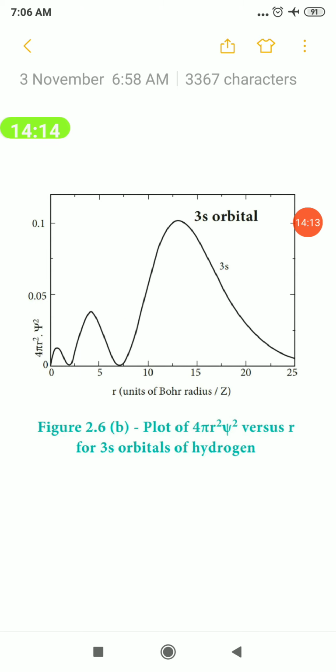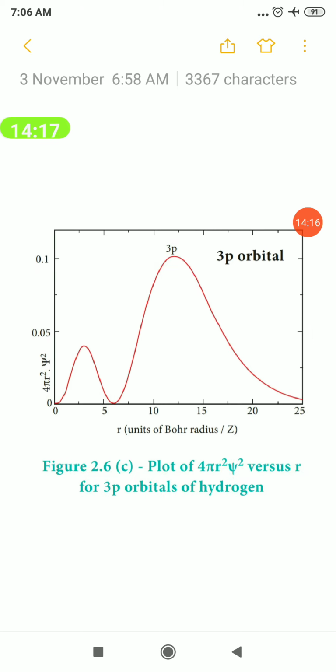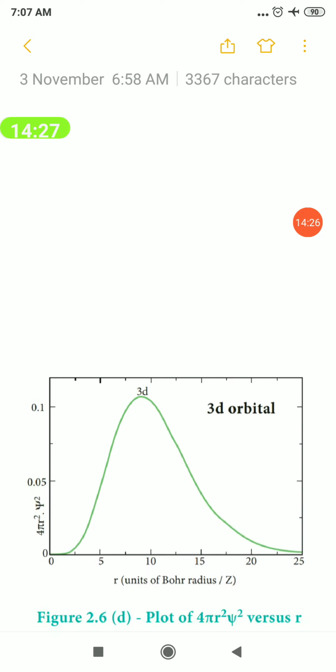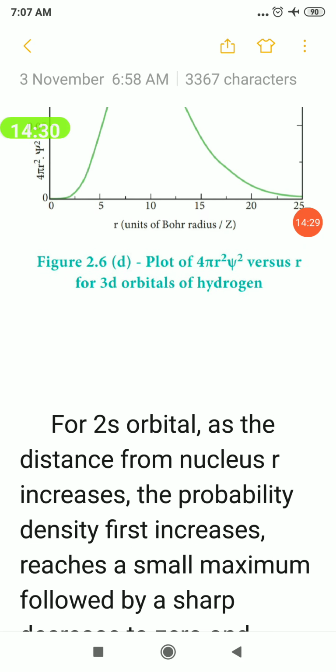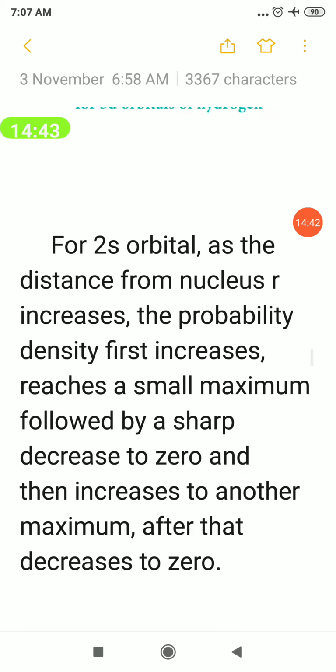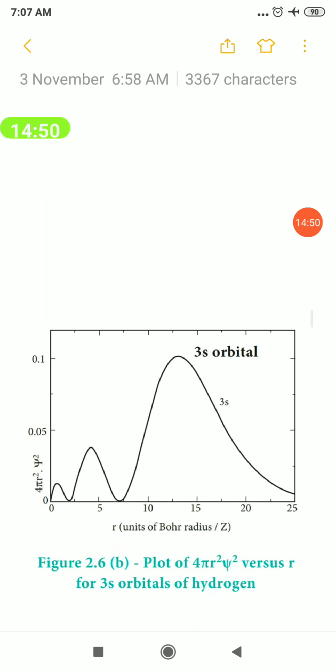Okay, then it is for the 3p orbitals. Here 1s and 2s they didn't take, only the 3s and 3p are taken. Okay? Then it is for the 3d orbital, everything is the same. Now let us discuss these plots. For the 2s orbital, as the distance from the nucleus r increases, the probability density first increases, reaches a small maximum, followed by a sharp decrease to 0, and then increases to another maximum, after that it decreases to 0. Let us look at this for the 2s orbital.